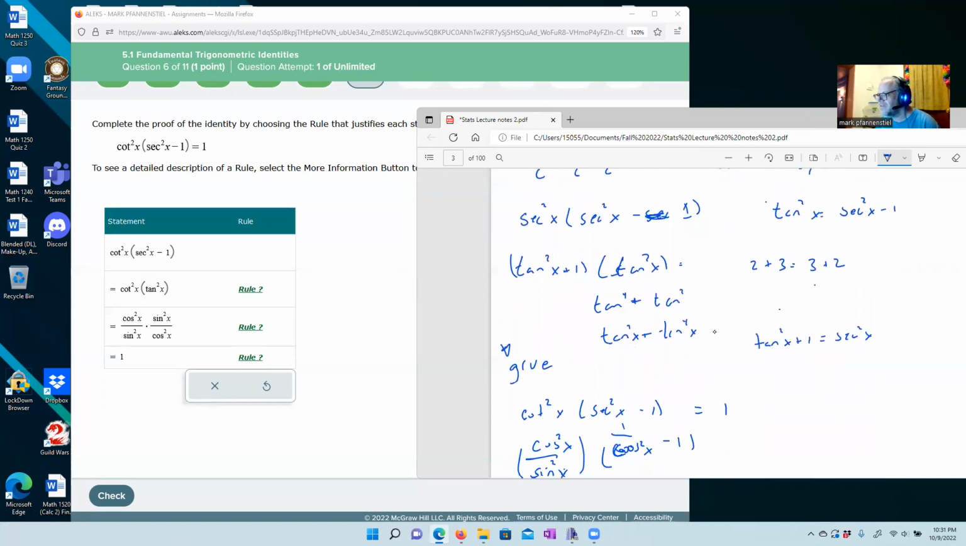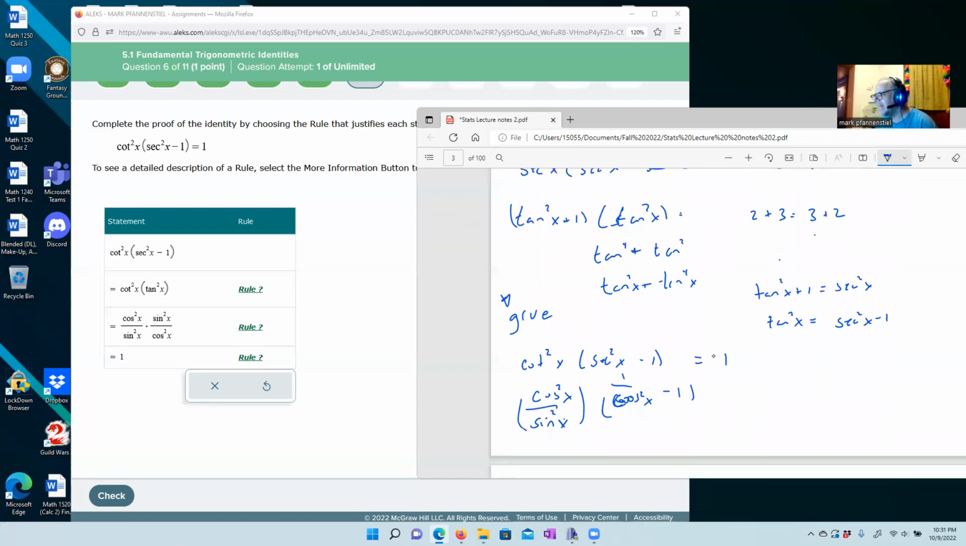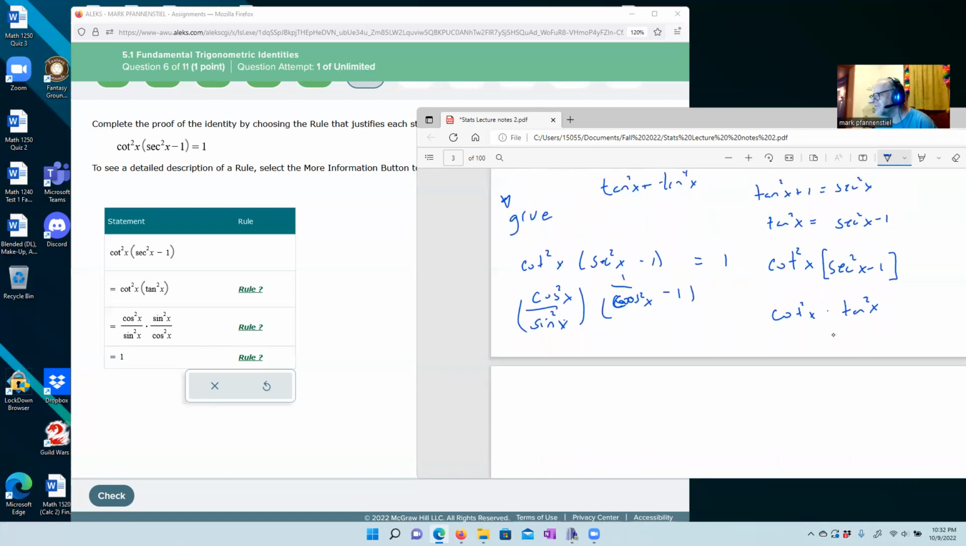So if I subtract 1 from both sides, we'll have tangent squared x is equal to secant squared x minus 1. I kind of like that. So we have cotangent squared x times secant squared x minus 1, which was cotangent squared x times, what was secant squared minus 1? That was tangent squared. What's the relationship between cotangent and tangent? They're reciprocals. So if I multiply them together, that should be 1, just because they're reciprocal powers.